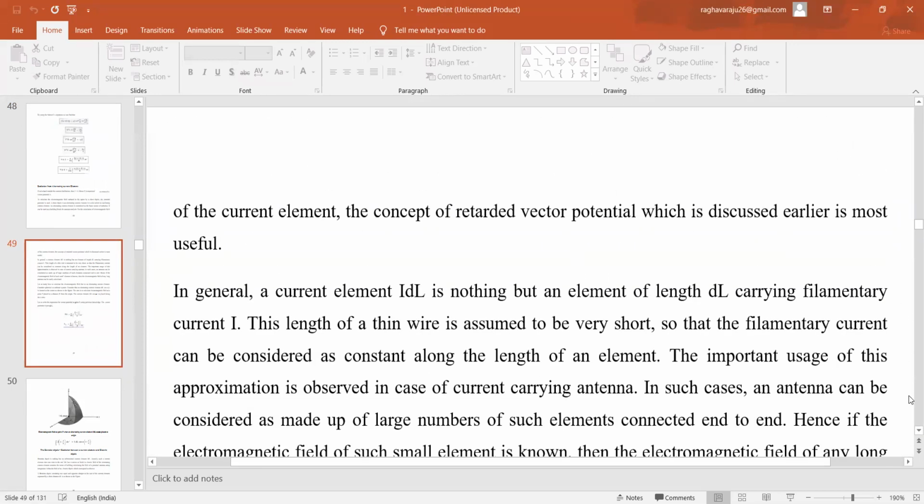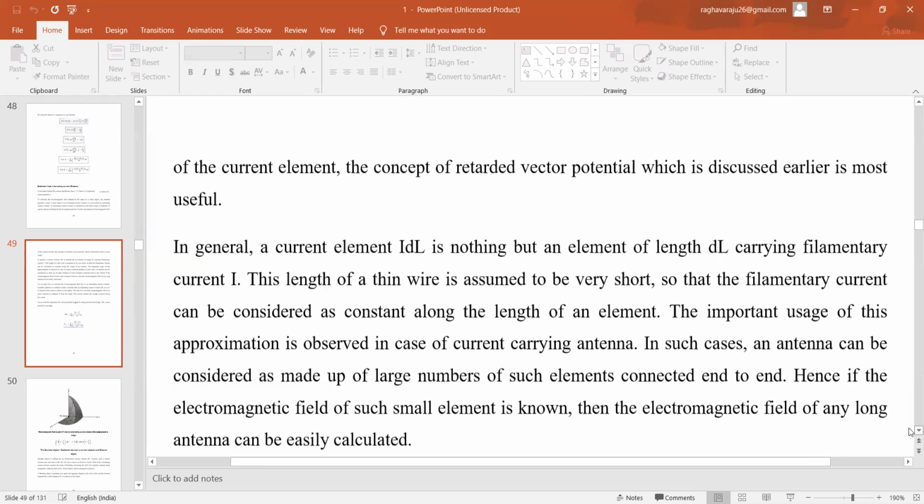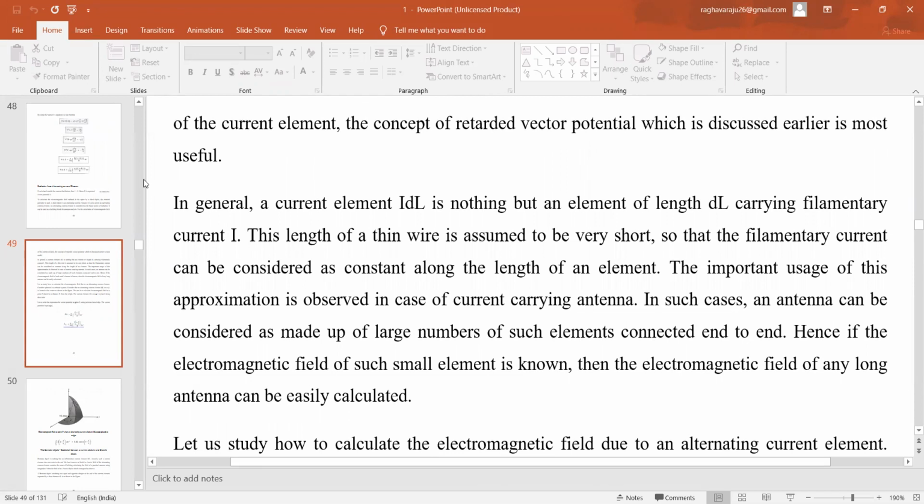So when you are talking about these electrical fields, the current element, and the concept of these retarded vector potentials, which were discussed previously, are very useful. So let me move forward. In general, an ideal current element.